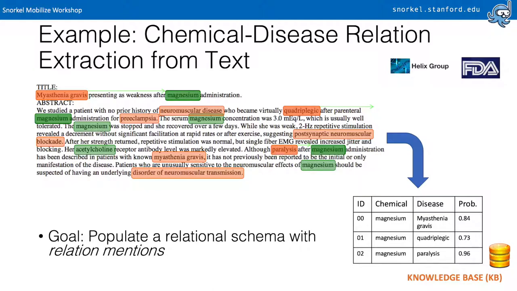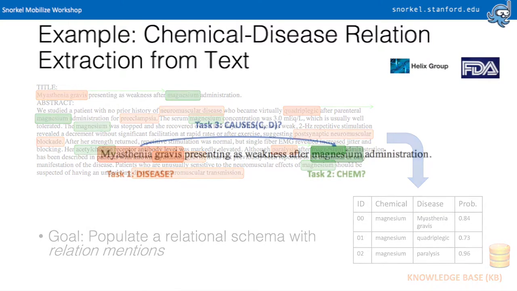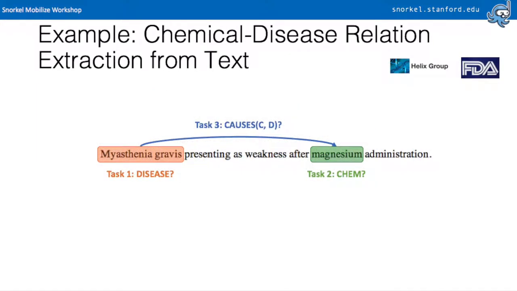Revisiting one of the examples we looked at yesterday, chemical disease relation extraction, we're really doing three tasks here. So this is a different set of tasks. The example I just gave was about this notion of different coarse and fine-grained. Here's another example. Here there are three tasks, right? Task one, is it a disease? Is it a chemical mention? And task three, is it a causal relation?